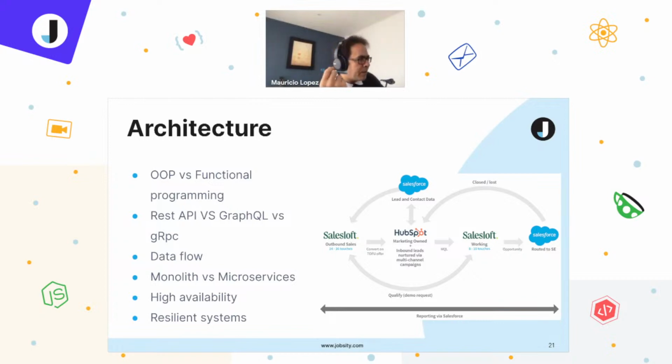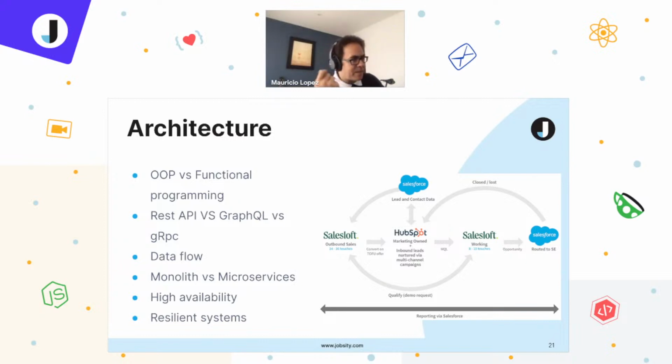So you need to understand architecture, things like, should I be OOP in the code or should I use functional programming? How will I separate the different entities or different services that I have in my application? How can they communicate and live together? Should I use REST APIs? Should I use GraphQL? Should I use gRPC? How is the data going to flow? Should I have one monolith? Should I have microservices? Should I have a combination of those two?